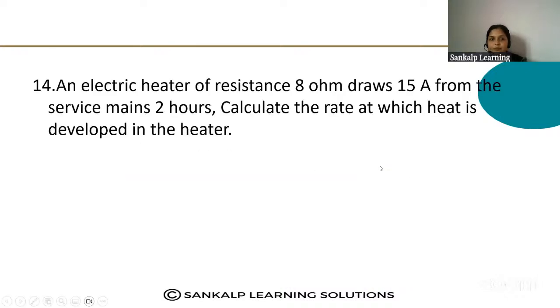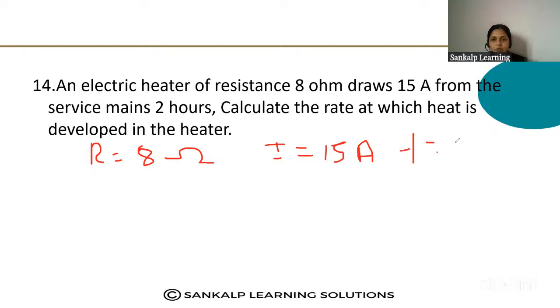Okay. So that is the correct answer. Next question. An electric heater of resistance 8 ohm draws 15 ampere from the service mains for 2 hours. Calculate the rate at which heat is developed in the heater. Here, what formula do you have to use? R is equal to 8 ohm, I is equal to 15 ampere and time is equal to 2 hours. It is given. The heat produced is H is equal to I square RT, the formula I will apply here.